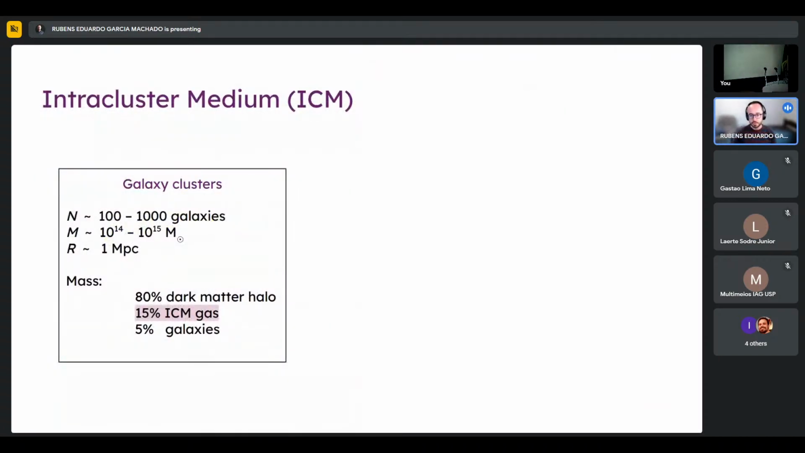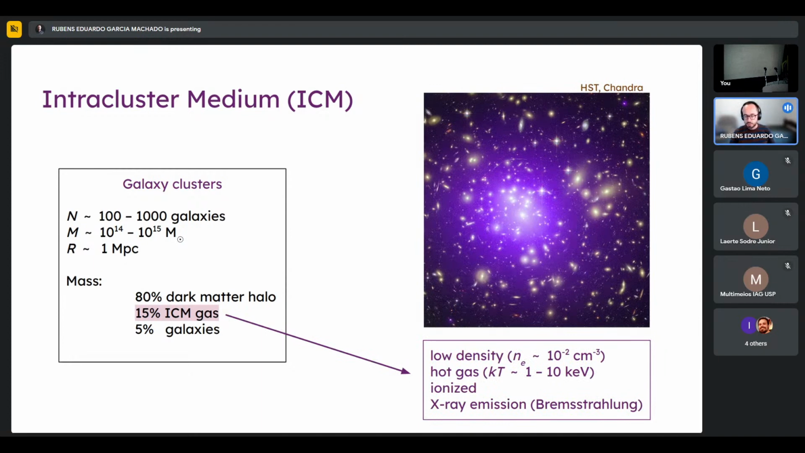Starting out with a very brief review of the properties of the intracluster medium, we're talking here about galaxy clusters. Now, galaxy clusters are associations of galaxies with hundreds, maybe thousands of galaxies, with masses of 10 to the 14, 10 to the 15 solar masses, and typical sizes of about 1 megaparsec. The components of galaxy clusters in mass are very roughly speaking about 80% the dark matter halo, 15% the intracluster medium gas, and about 5% galaxies. We're interested here in the properties of the intracluster medium gas, which is a very low density gas, a hot ionized gas that emits X-rays because of the Bremsstrahlung mechanism.